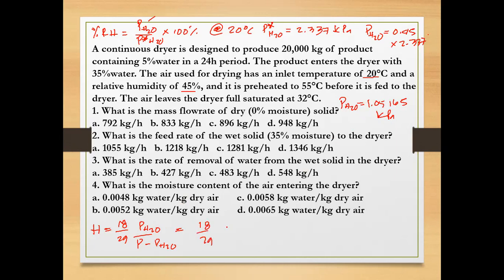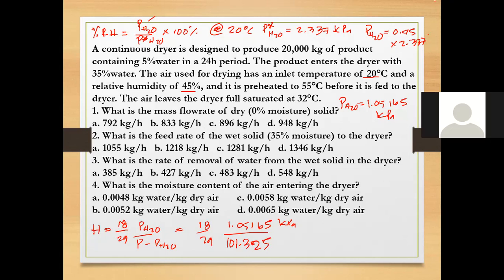So substitute here: 18 divided by 29 times 1.05165. What is 1 atmosphere in kilopascal? You should memorize that. 101.325. Correct? Yep, very good. You should memorize that. Then minus 1.05165. Okay, so what is the answer to number 4?